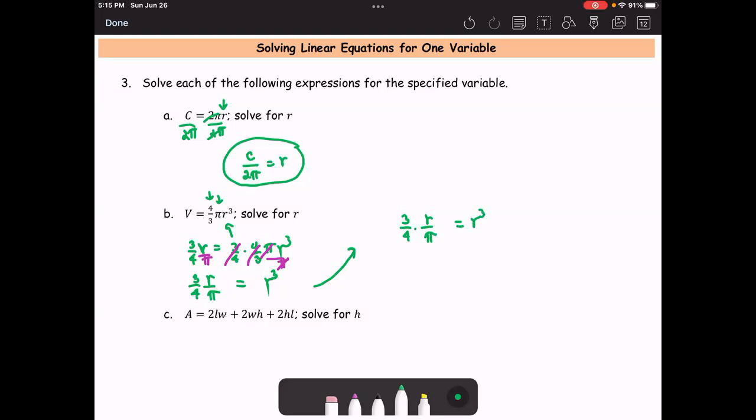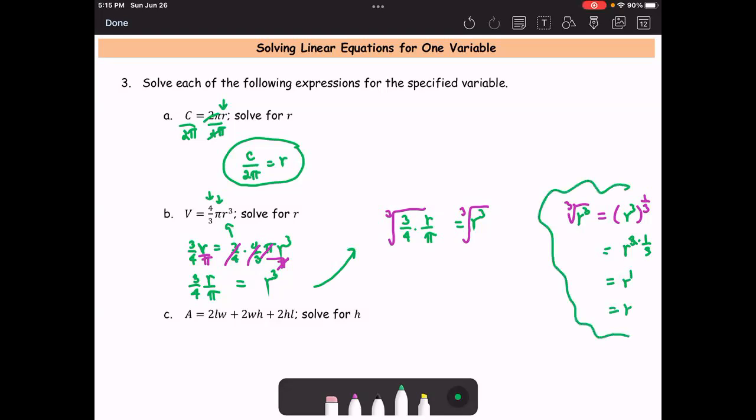Since we are going to solve for r, from r to the third, we are going to take the cube root of both sides of the equation. Recall the cube root means the quantity raised to the power 1 over 3. And if you have the r to the third inside, use the exponent property, it becomes r to the power 3 times 1 over 3. The power reduces to r to the first power, which is the r term that we are looking for. So that's the process for this part.